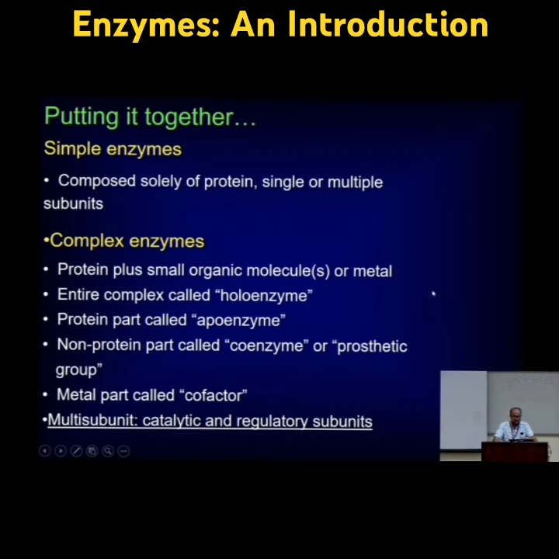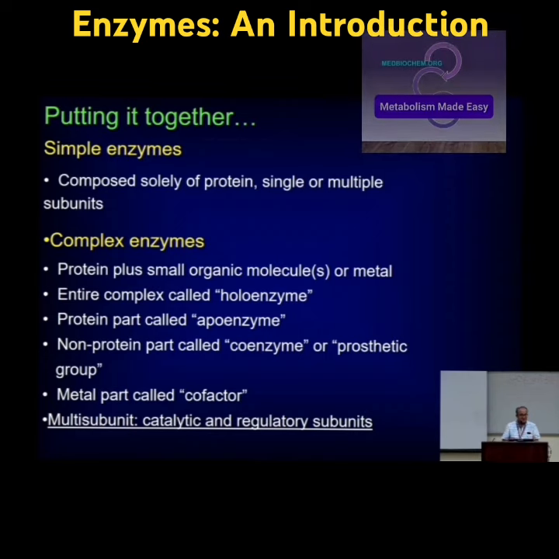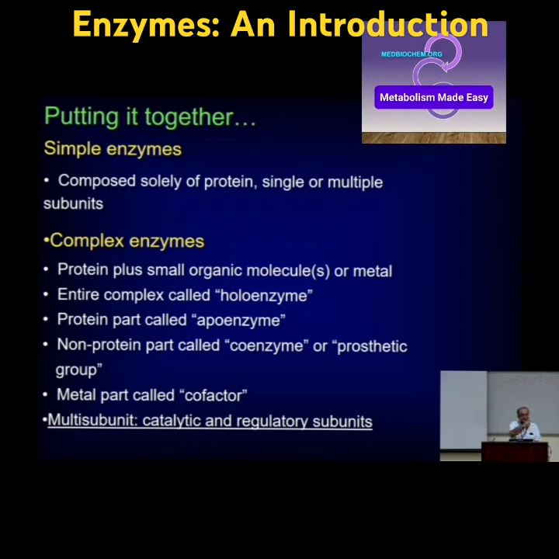The other important thing about these complex enzymes is that they can be made up of many subunits. Catalytic, that means one part of the enzyme is actually involved in catalysis, in changing a substrate to a product. And regulatory subunits. Okay, so you have one part of the enzyme that is involved in catalysis, another part of the enzyme, part of the same complex, that regulates the activity of the catalytic subunit.